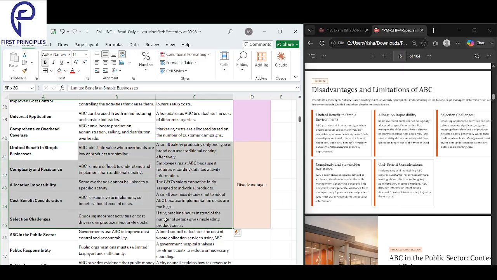If selected a wrong cost driver, that will be a big problem again. So first of all, guys, in simple businesses, no point. Second, if ABC is more difficult to understand for a person than your absorption costing. It's impossible to allocate some of the cost like CEO salary. Next, if your benefit is not greater than the cost, please don't do ABC. And finally, if you've chosen the wrong cost driver, then even though you've used ABC, still you'll get the wrong answer.